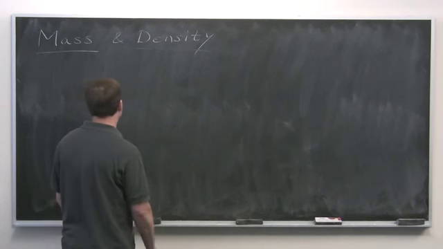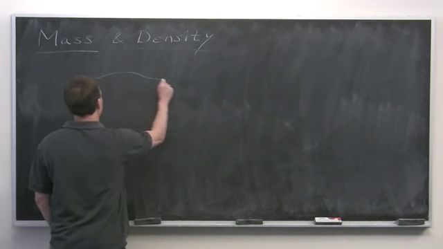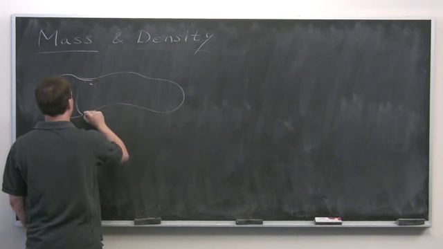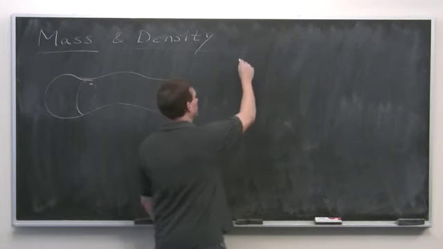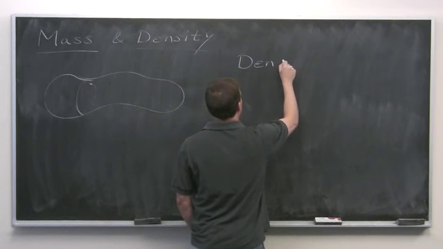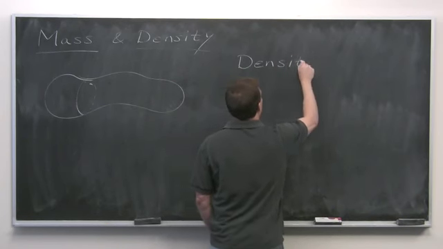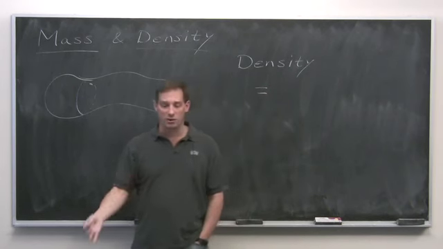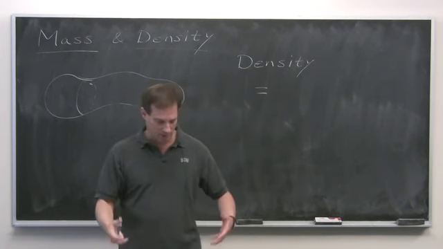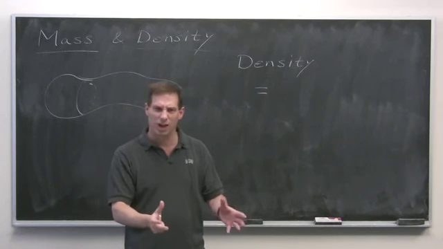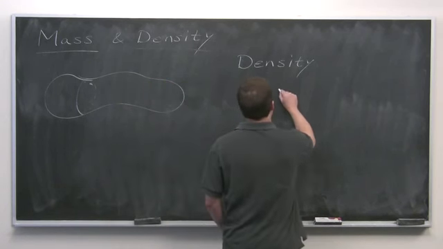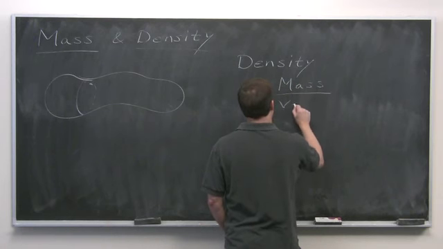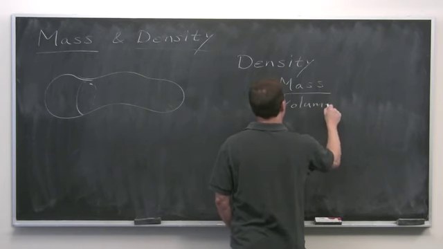You probably have an intuitive idea of what density is. You know what it means for one object to be more dense than the other. It kind of means it's heavier for its size. Yeah, density is mass per volume, so it's mass divided by volume.